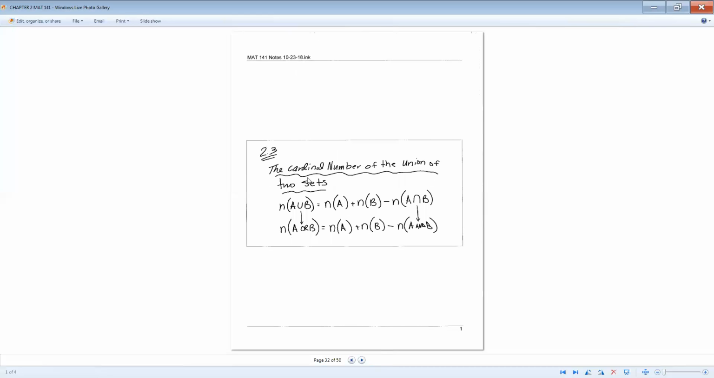All right, so this is another part of 2.3, the cardinal number of the union of two sets. So you want to know the cardinal number of the number of elements of the union of A and B. You would take the number of elements in A, add it to the number of elements in B, and then subtract what they have in common. Then under here, I was just letting you know that union and or represent the same thing. Intersection and and represent the same thing.